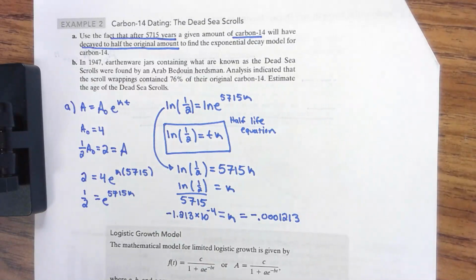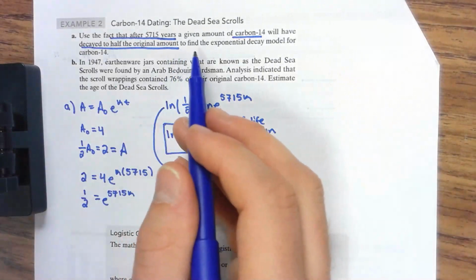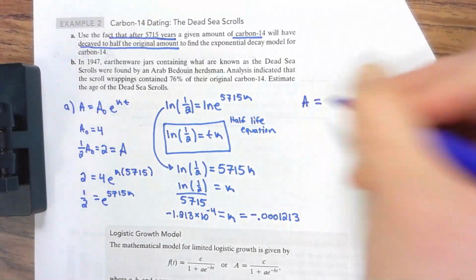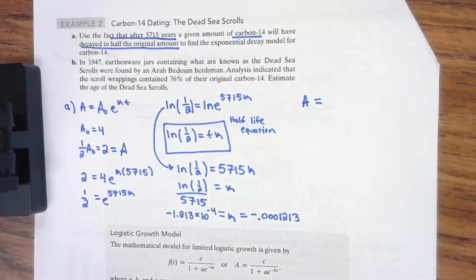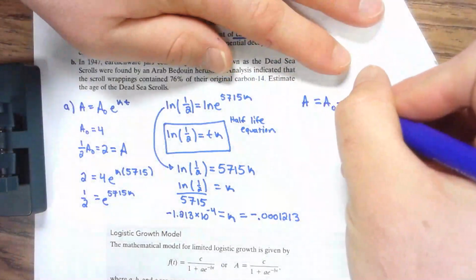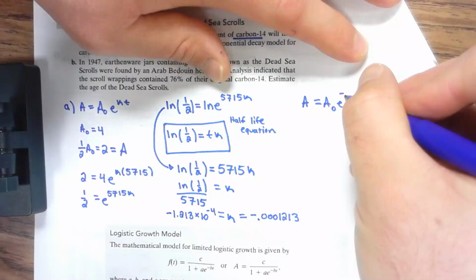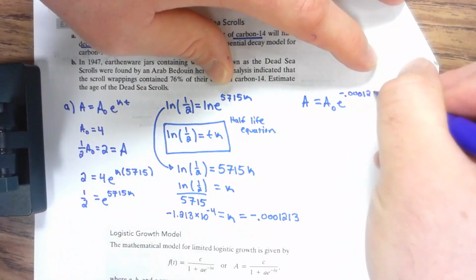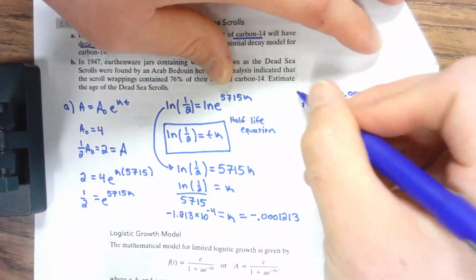Okay, so the equation that we're working on here, to find the exponential decay model for carbon-14, it's still going to be the amount, because the amount depends on how much we're actually measuring or how much we start with. And then A naught, and then e to the power of negative 0.0001213 times the time.